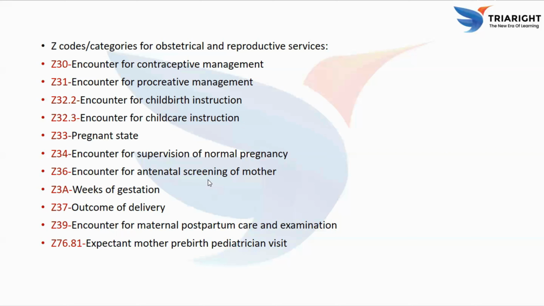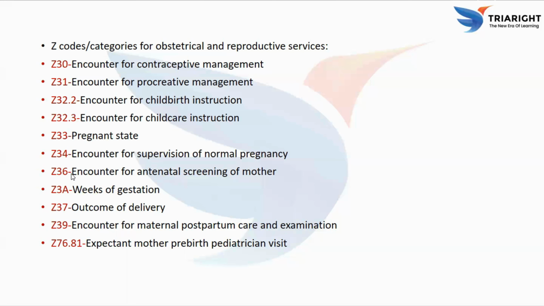Z36, encounter for antenatal screening of mother. So this is used for routine pregnancy screening test. Examples like ultrasound, blood test and genetic screening. Next is Z3A, weeks of gestation. So this is used to show how many weeks pregnant the patient is. So Z3A, it is always used as a secondary code.